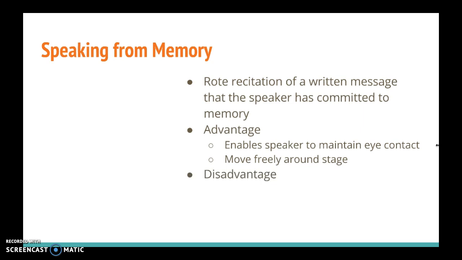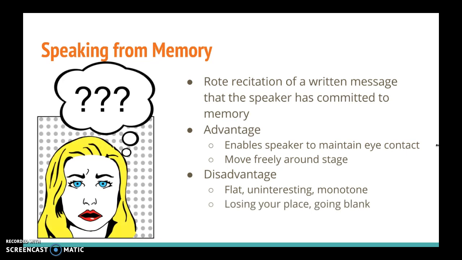But there's some pretty clear disadvantages here. First, similar to a manuscript delivery, memorized delivery can come off as flat, uninteresting, and monotone at times because we're working so hard to remember word for word what it is that we wrote down in the first place. In addition, you might end up losing your place if you are reciting from memory, or even worse, going blank altogether. And especially for novice public speakers, this can be really difficult to recover from.